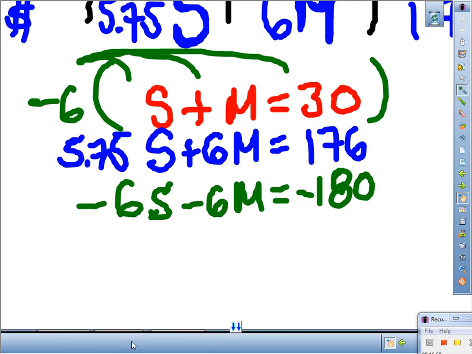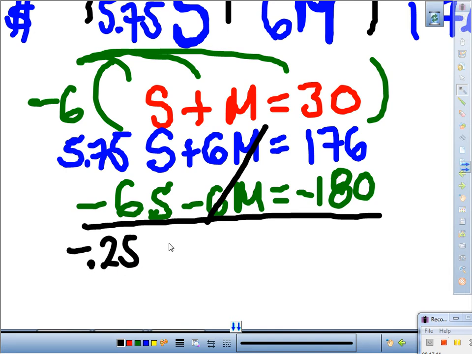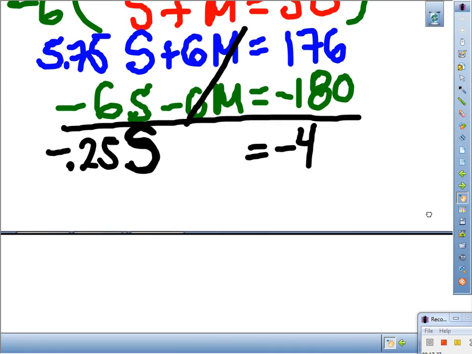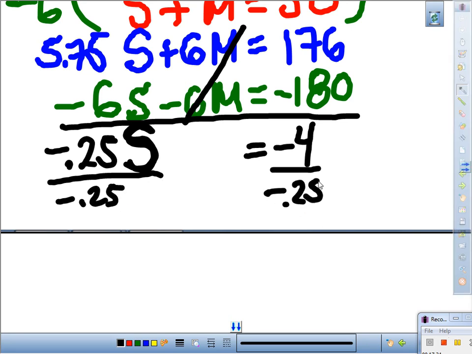Now can we eliminate? Yeah. All right, so we eliminate the M's. We have 5.75 minus 6. That leaves us with what? Negative 0.25S. Make the S bigger so you don't confuse it with a 5. Equals, what is 176 minus 180? Negative 4. Do we know how to solve this? Yes. So therefore, let's see. We divide by negative 0.25, divide by negative 0.25.